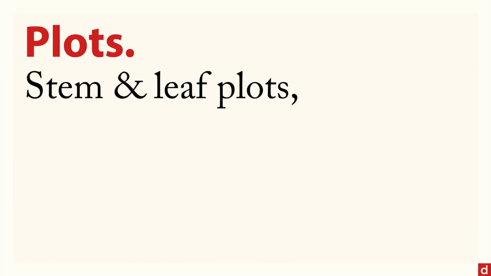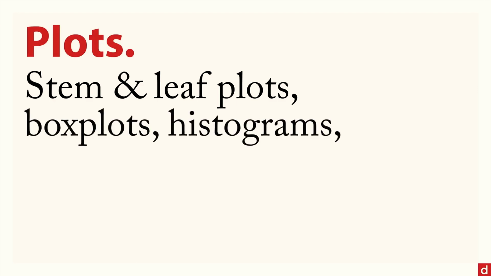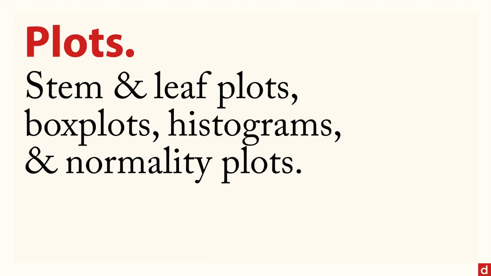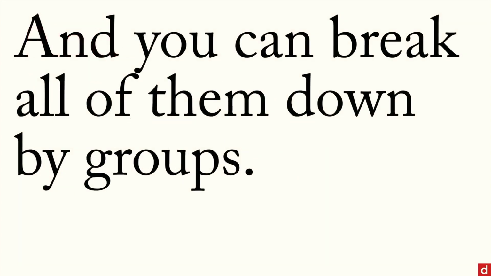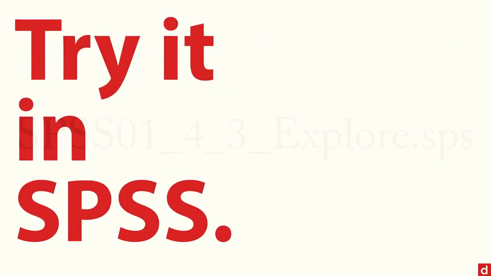It's the one place in SPSS that you can get a stem and leaf plot. Now, traditionally, those are things that are drawn by hand, so it's kind of cute to see a computer do them. You can also get box plots, and you can get histograms, and you can get a set of normality plots, such as a QQ plot or a detrended QQ plot. And the neat thing after that is you can break all of these analyses down by groups. So let's try it in SPSS and see how it works.